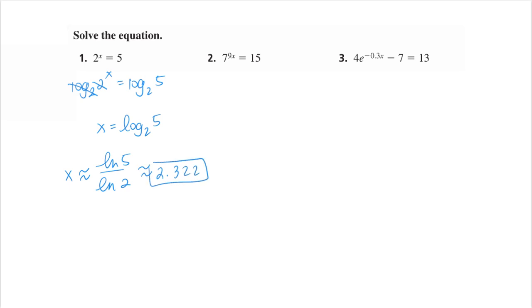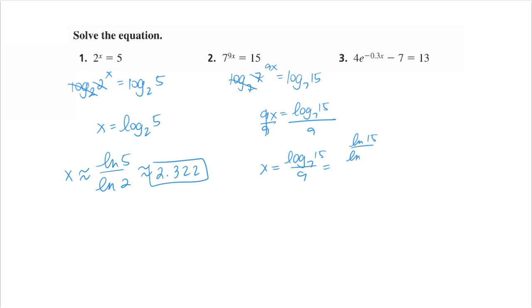I come over to the next problem, and of course I'm going to be doing log base 7. So log base 7 of 7 to the 9x power equals log base 7 of 15. These cancel, 9x equals log base 7 of 15, and I'm going to divide that total by 9 because, again, I'm trying to find x. So I have to be very careful here. Log base 7 of 15 over 9. Remember, log base 7 is the same as natural log of 15 over natural log of 7, all divided by 9. So you have to be really careful when inserting this into your calculator.